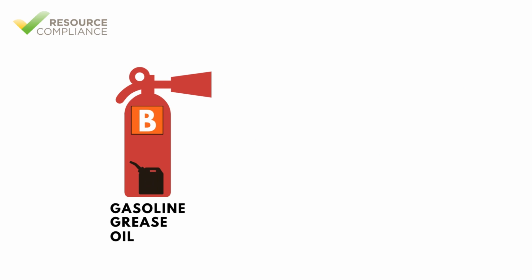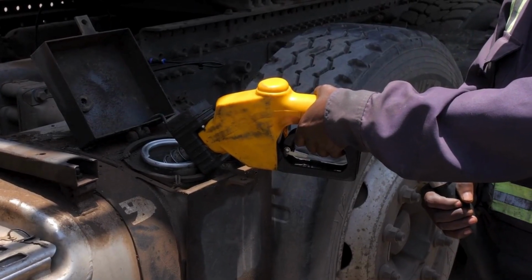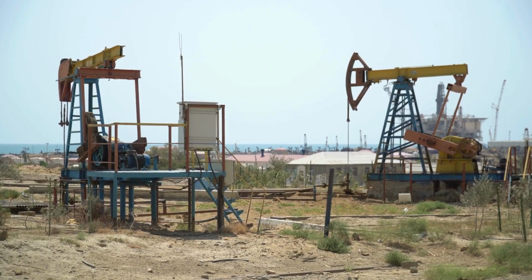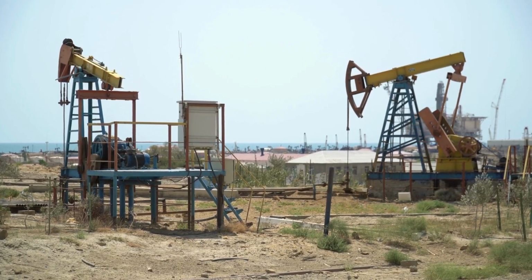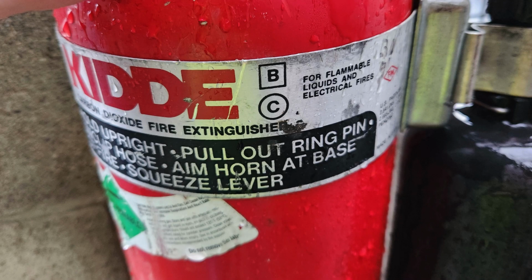Class B fires involve flammable liquids and gases such as gasoline, oil, solvents, and propane. Foam, carbon dioxide, and dry chemical are common extinguishing agents for Class B fires. Class B fire extinguishers are marked with a B inside a red square.